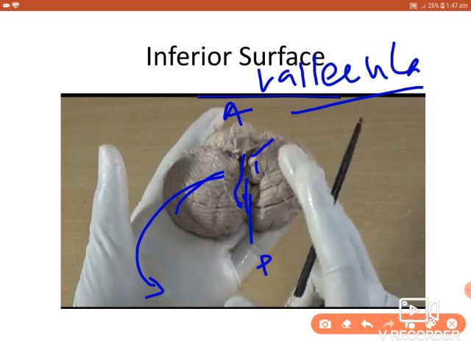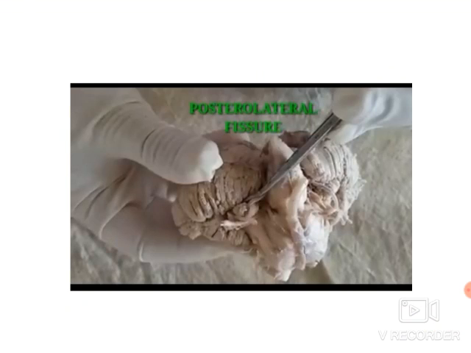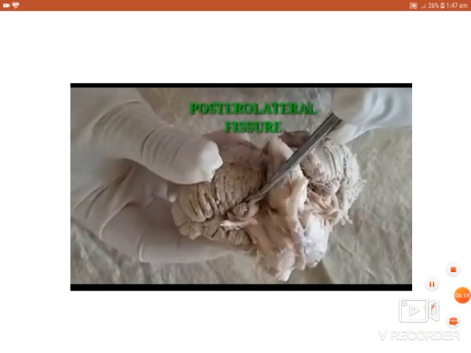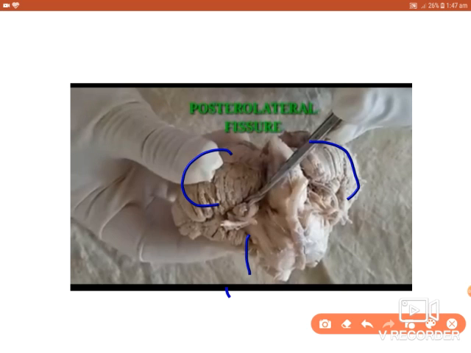Here we'll get the flocculus and the nodule that will show in this figure. Here this is the inferior surface. This is towards anteriorly. You can see the brainstem lodges. This is the flocculus. Deep to it we'll get the nodule of the vermis. Together they form the flocculonodular lobe. This fissure is the posterolateral fissure.